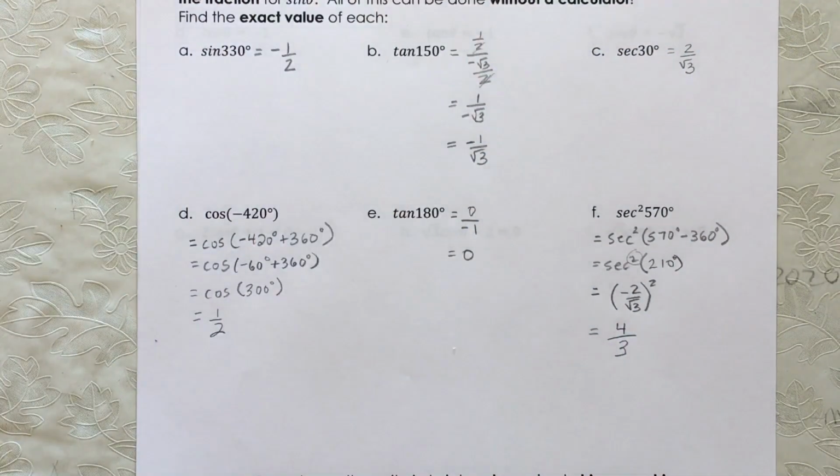So there's a review of how to use the unit circle to find exact trig values without using a calculator. Okay? And giving them in exact form with square roots or fractions, not decimal form.